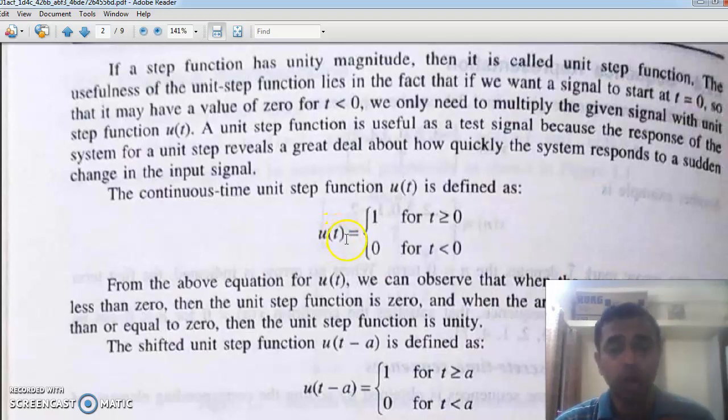So it is an analog signal, and this is how it is defined. That is, u of t is equal to 1 for t greater than or equal to 0. For t greater than or equal to 0, the value is 1. Otherwise it is 0. For all values of t less than 0, it is 0. This is the mathematical definition of the unit step function.